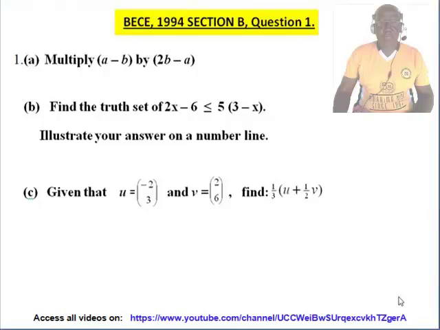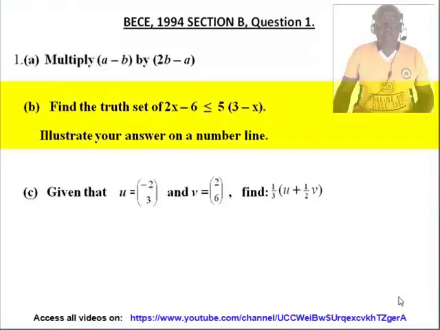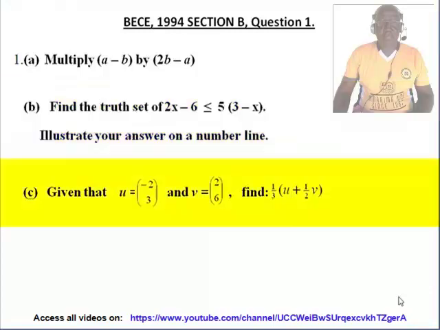BECE, 1994, Section B, Question 1. 1a. Multiply (a − b) by (2b − a). 1b. Find the truth set of 2x − 6 ≤ 5(3 − x). Illustrate your answer on a number line.